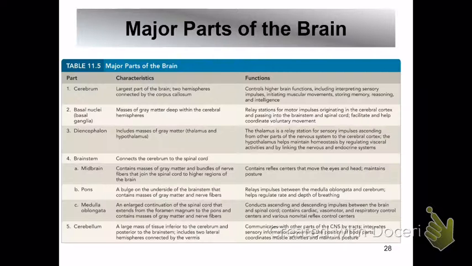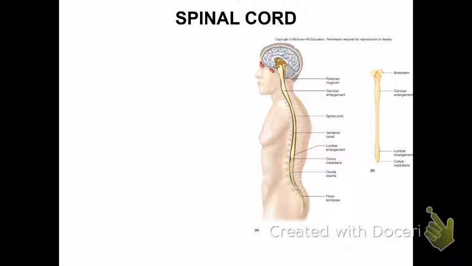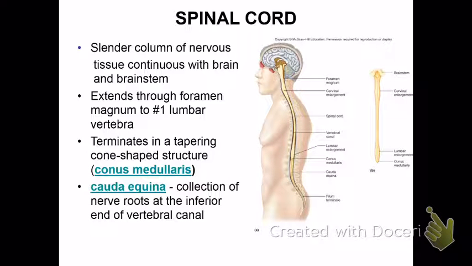Okay, and this next slide is really just a summary of the brain and the function, the different brain parts and their function. So now we're moving to the spinal cord, right? It comes out of the brain, out through that foramen magnum, and it tapers down. So look at this picture over on the side. It's a slender column, extends through the foramen magnum, terminates.